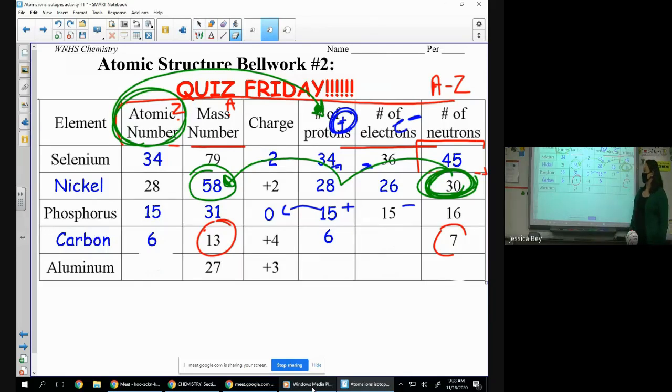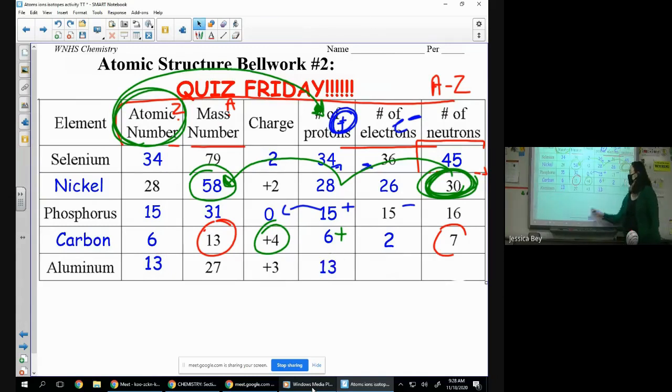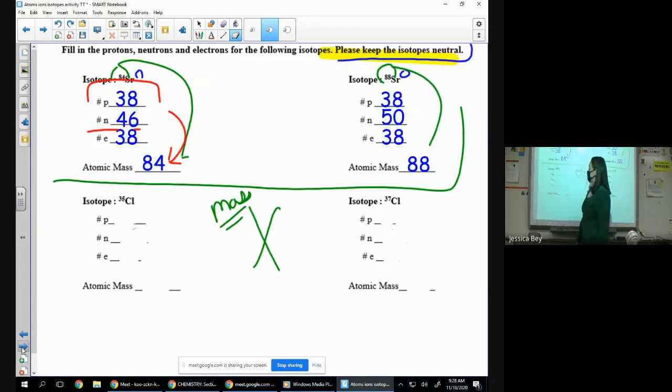I'm sorry. And then for electrons, if I'm plus 4 and I have plus 6, that means I need minus 2 to get me to plus 4. Aluminum, you look it up, it has 13 protons, okay? I want to be a plus 3, so that means I need only 10 negative electrons. 27 minus 13 gets me to 14.